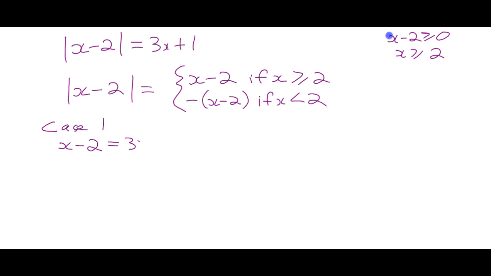Case 1 is x minus 2 is equal to 3x plus 1, right? Case 1 is this guy. Take that expression, the expression of x minus 2, and set it equal to 3x plus 1 and solve. Okay, so solve. What do we get? Take a moment. Solve. It's linear, right? So there's only one answer for x.